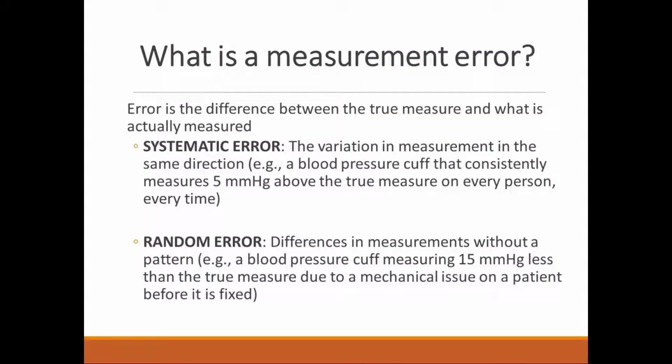What is measurement error? Error is the difference between the true measure and what is actually measured. So there's systematic error, the variation in measurement in the same direction. For example, a BP cuff that consistently measures 5 above the true measure on every person every time. And then there's random error. Differences in measurement without a pattern, a BP cuff measuring 15 less than the true measure due to a mechanical issue on a patient before it is fixed.